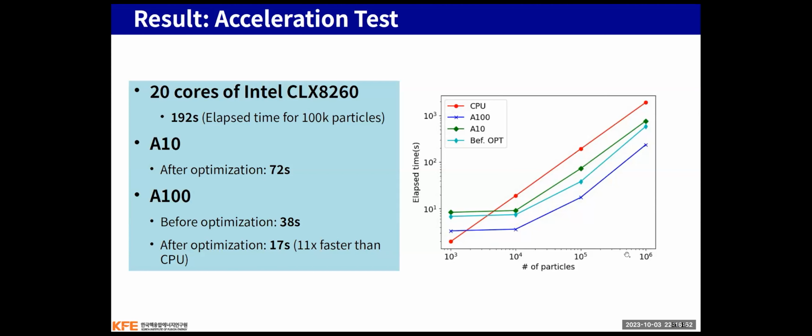This one is the particle elapsed time, where the x-axis is the number of particles and the y-axis is elapsed time. As you can see, the CPU version increases linearly with particles, and as you increase the number of particles, the GPU also increases linearly. And anyway, we achieved 11 times faster than the 20 core CPUs.